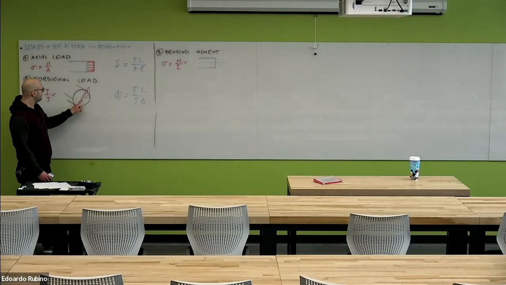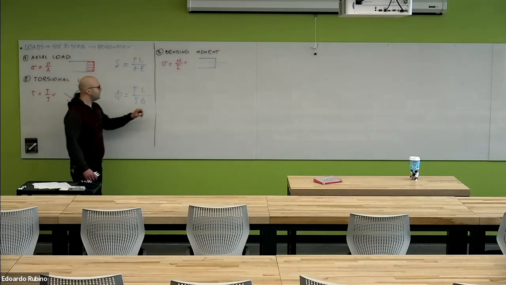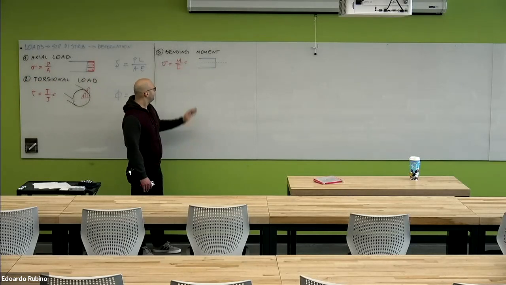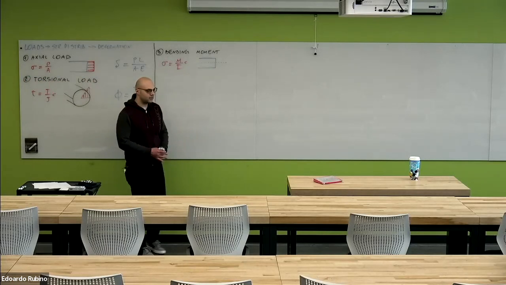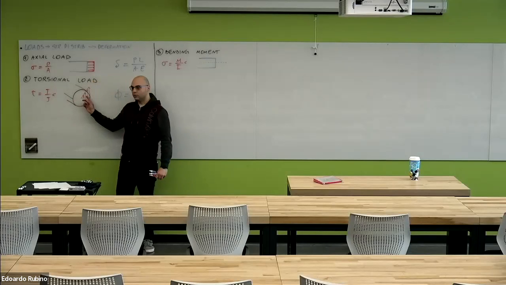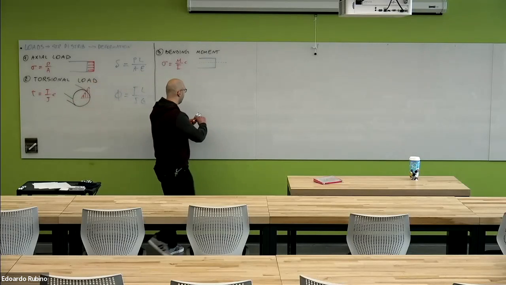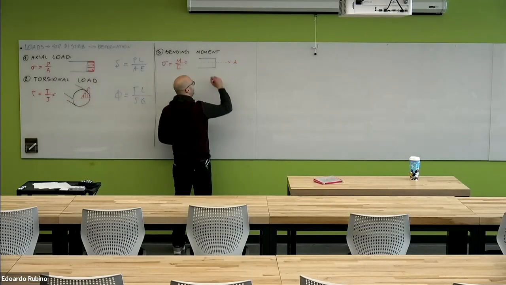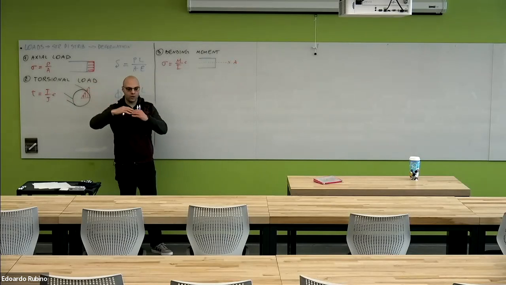So in this case, this is the distance between the point where we want to determine the stress and the center of the axis. Here is the distance between the point where we want to determine the stress and the neutral axis of the beam. So in this case, the distribution of the stress is linear, exactly like it was here. And we have zero stress at the neutral axis and maximum stress when we go away from the neutral axis, which means at the edges of the beam.